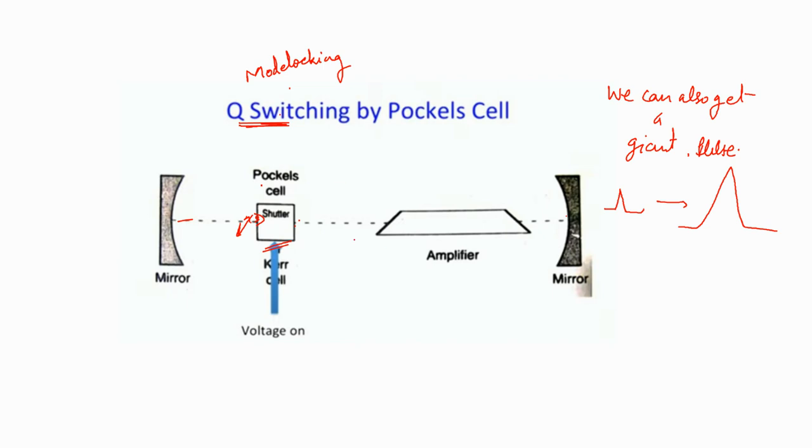Now, how is this produced? Initially, say this cavity is open, which means the light is passing through the shutter and coming back. Because of this, the cavity loss happens, that is, the light moves off. So we can say there is only loss. Now what happens as we increase.